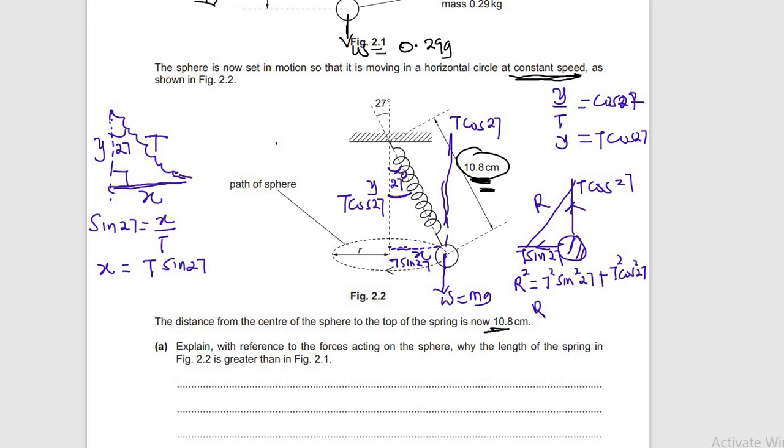So resultant force in this case, T squared is common. Sine squared 27 from your maths plus cos squared 27 will give us 1, like sine squared theta plus cos squared theta is equal to 1. So the resultant force is T squared. Now we have a resultant force. The value of the resultant force is T.